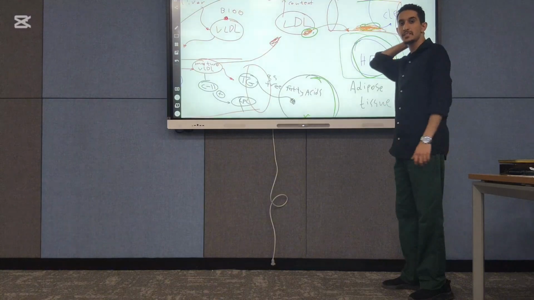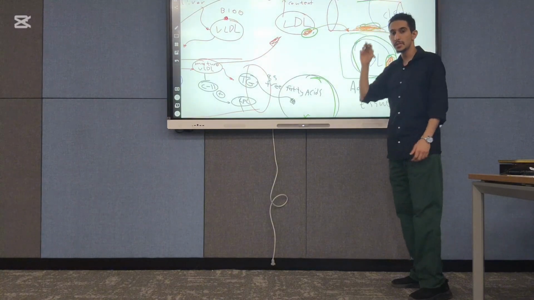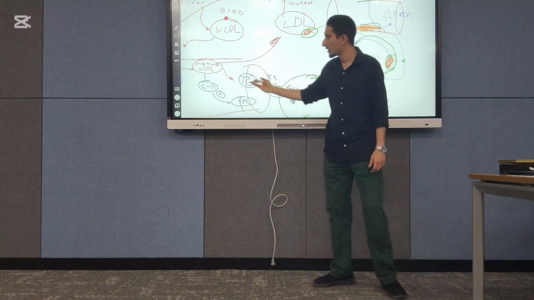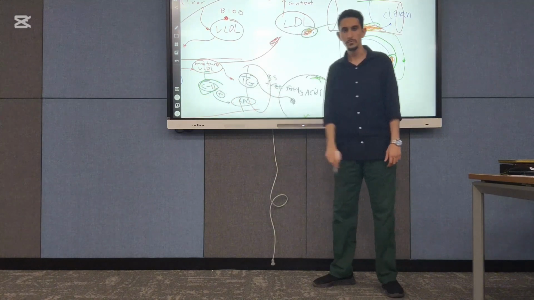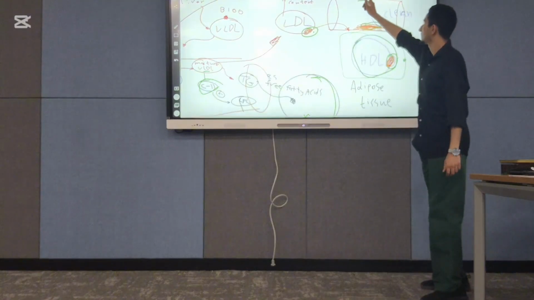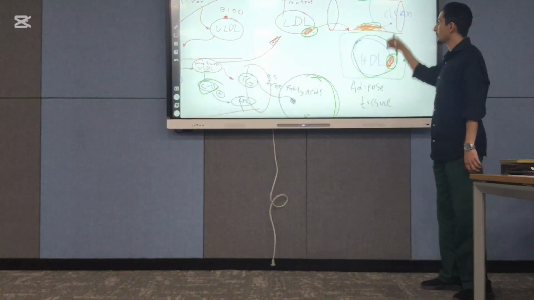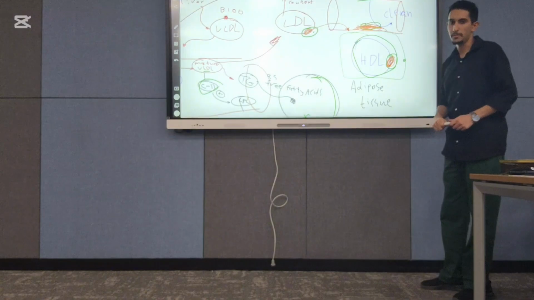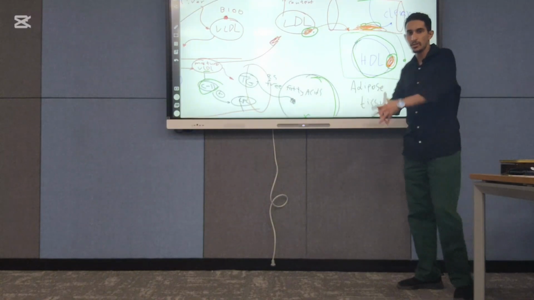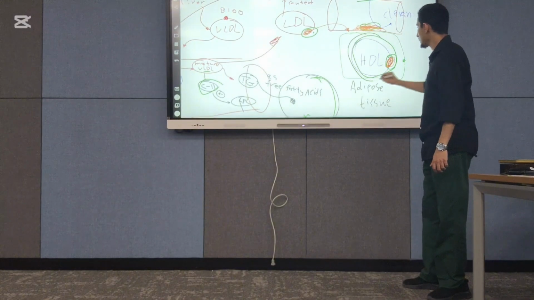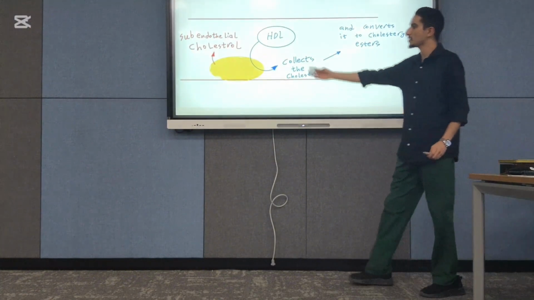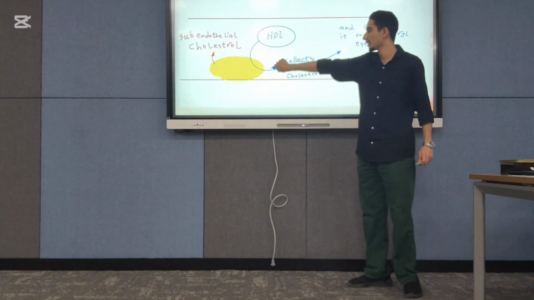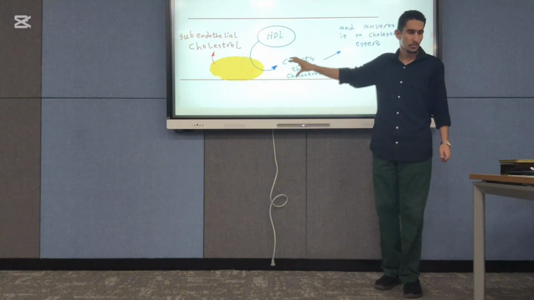What cleans this mess? The HDL. The same HDL that gave the VLDL ApoC2. The same one, this one, HDL. HDL will collect this cholesterol. طيب. HDL will take this cholesterol. Now we have it here. HDL with the cholesterol. طيب. We have the HDL here. It collected the subendothelial cholesterol. طيب. As it collects it.